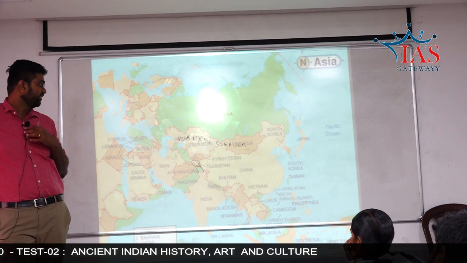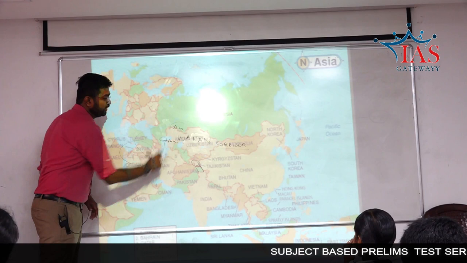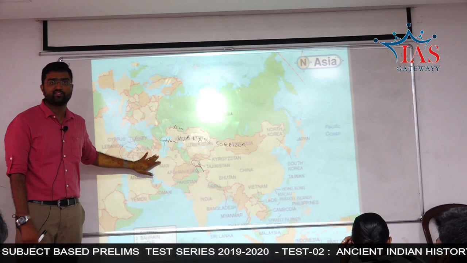Okay, so all the capitals, all these things, and apart from that the Caspian Sea, what are its boundaries? The Caspian Sea and the Aral Sea. We should definitely know which countries border them. Many questions are coming from the Caspian Sea; questions have come twice.